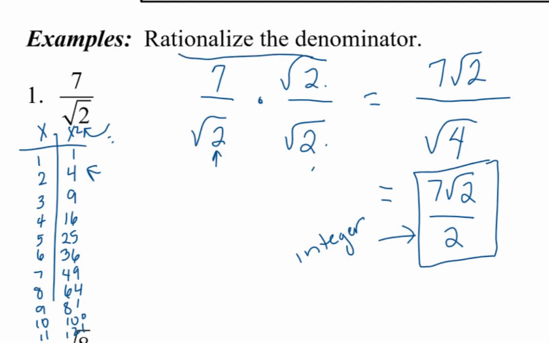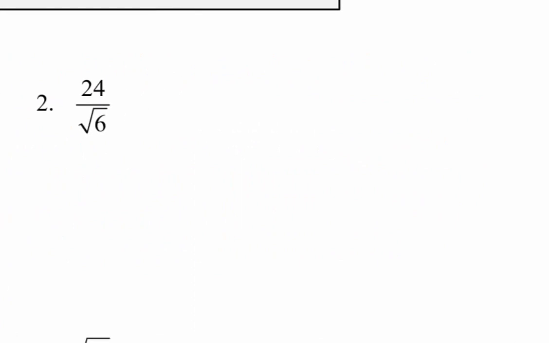So let's go to this next problem. Now we have 24 divided by the square root of 6. Once again, we are trying to get a perfect square under this square root here.